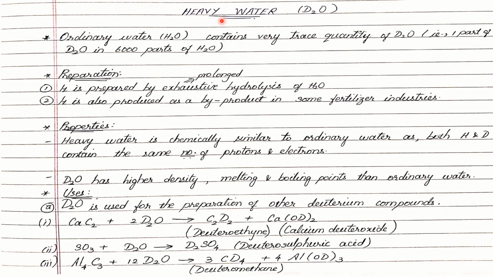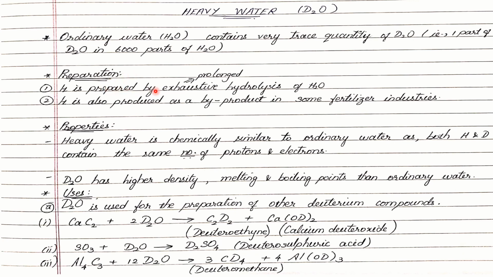The next topic is heavy water. The chemical formula of heavy water is D2O. Ordinary water contains very trace quantities of D2O. That is, 1 part of heavy water would be there in every 6,000 parts of ordinary water. Now, how is it prepared?